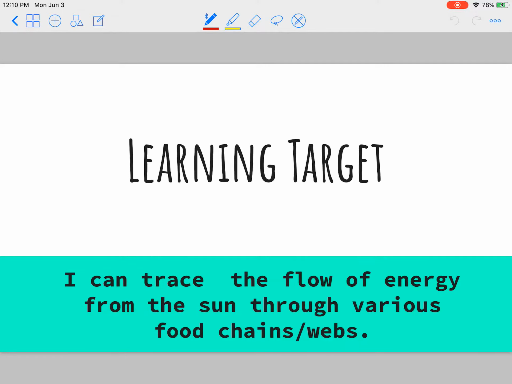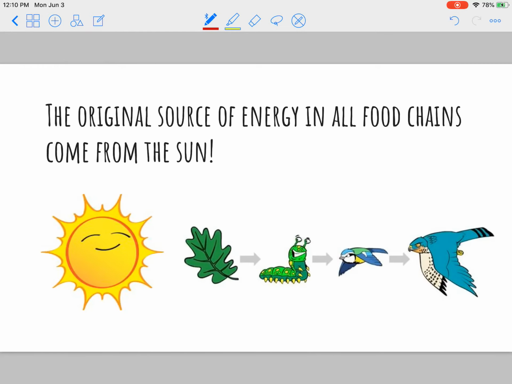Learning target: I can trace the flow of energy from the sun through various food chains and webs. The original source of energy in almost all food chains comes from the sun.